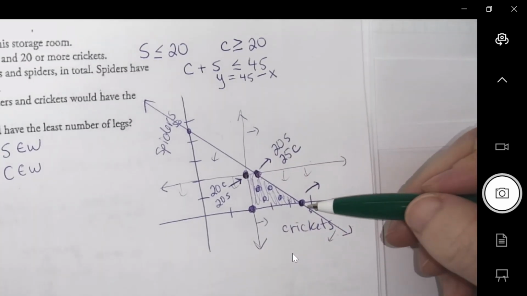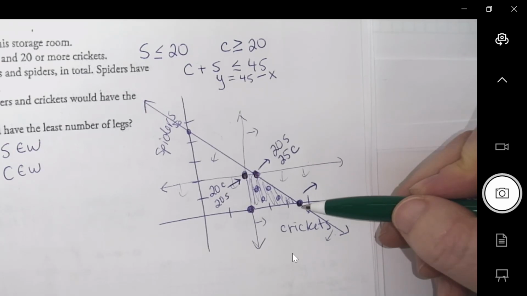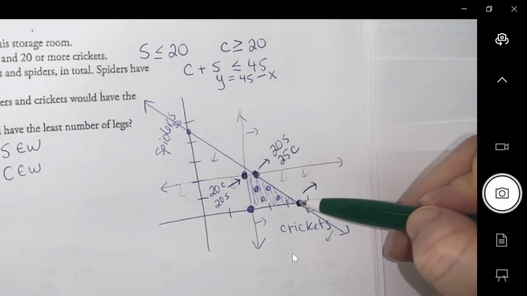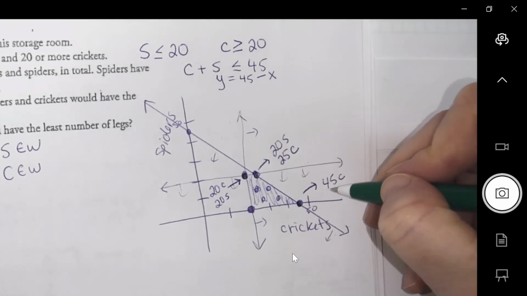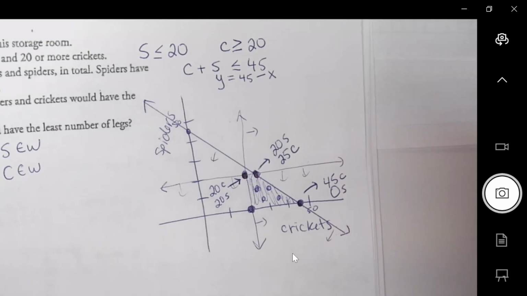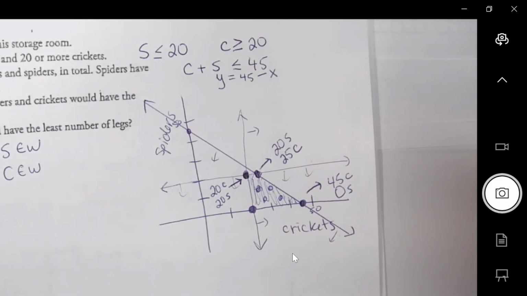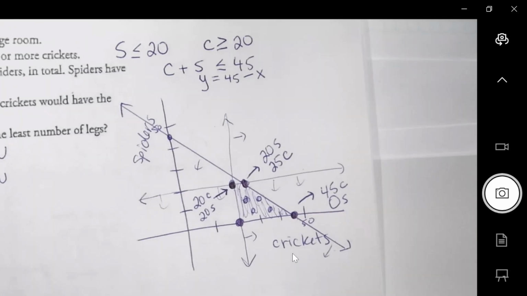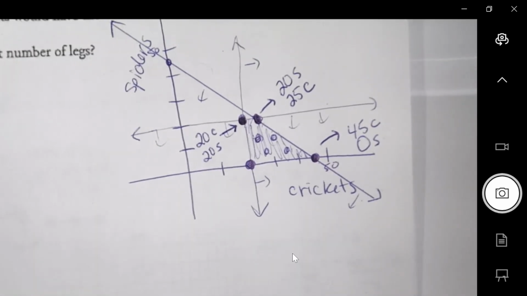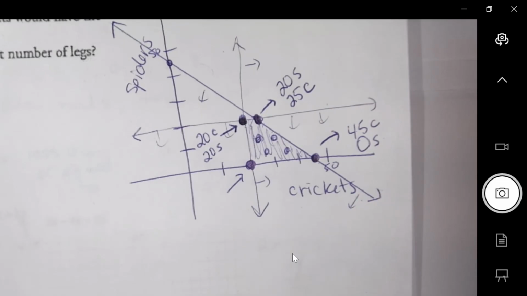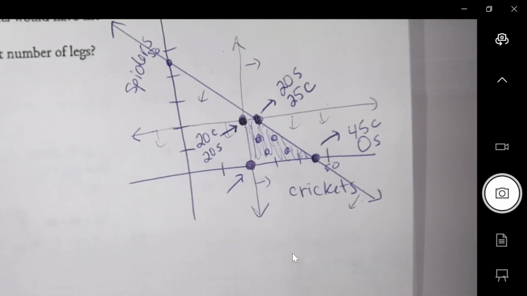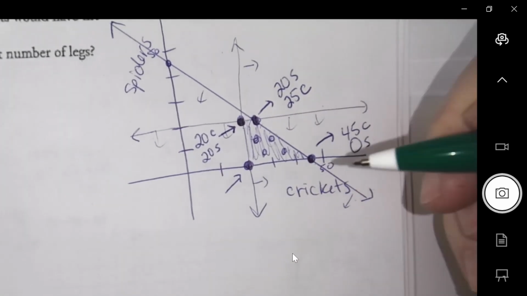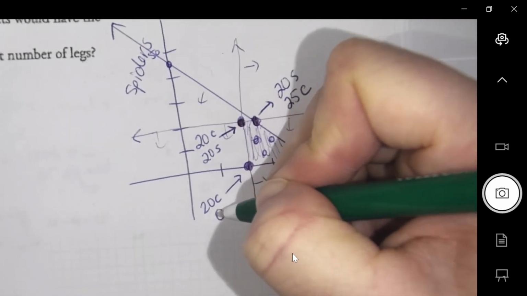Okay. What is going on this point? Do you remember where this hit the axis? 45 crickets and 0 spiders. Does that make sense at that point? And then what's happening at that spot? How many of each would you have? 20 crickets and 0 spiders, right?